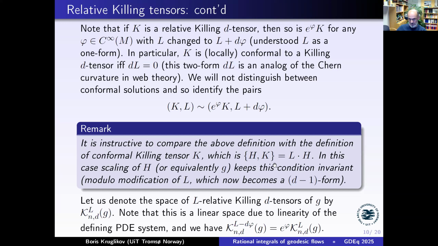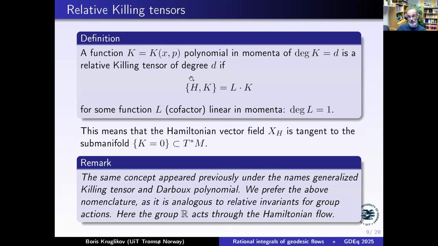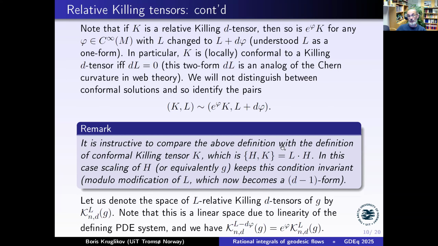That was a formulation through covariant derivative. But we can also formulate it through Poisson bracket. So we take H, K, and now it should be proportional to H. So going back here, the Poisson bracket of H and K is divisible by K, and here the Poisson bracket of H and K is divisible by H. Okay, again, counting degrees in P, H has degree 2, K has degree D, so the Poisson bracket has degree D plus 1, H has degree 2, therefore L has to have degree D minus 1 in P.